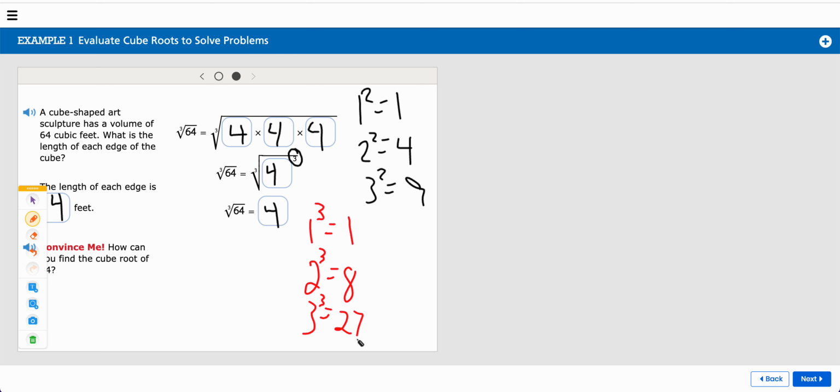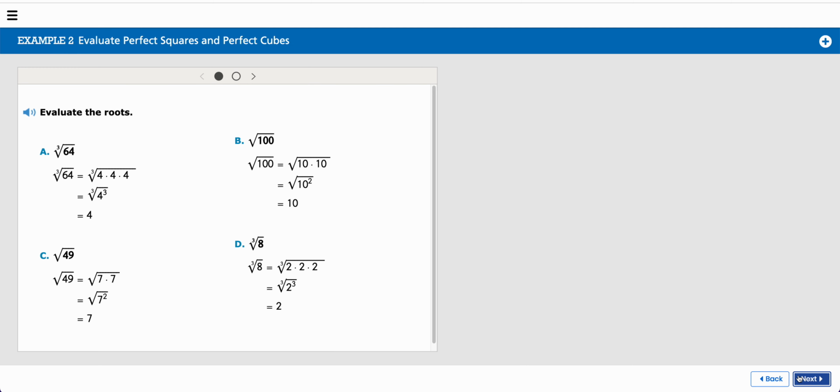Okay, so cubing numbers, there's a lot more numbers in between the perfect cubes than there are in between the perfect squares. All right. Let's keep going here.